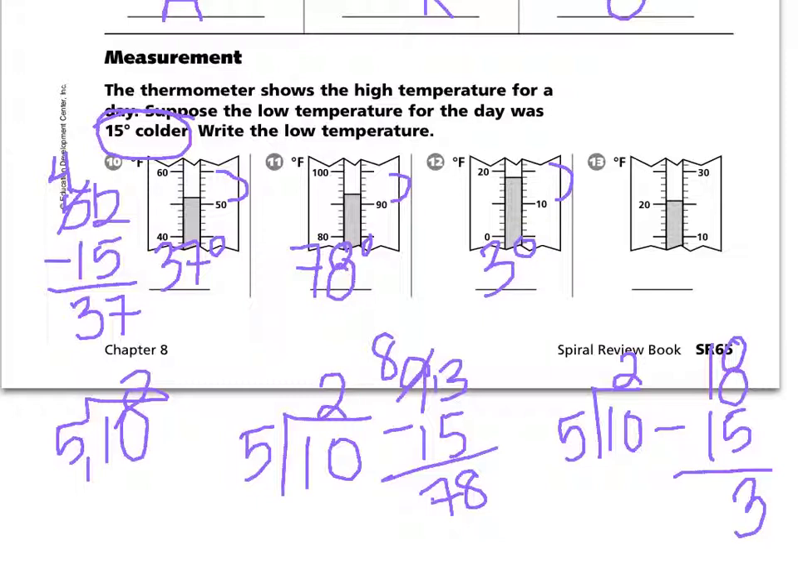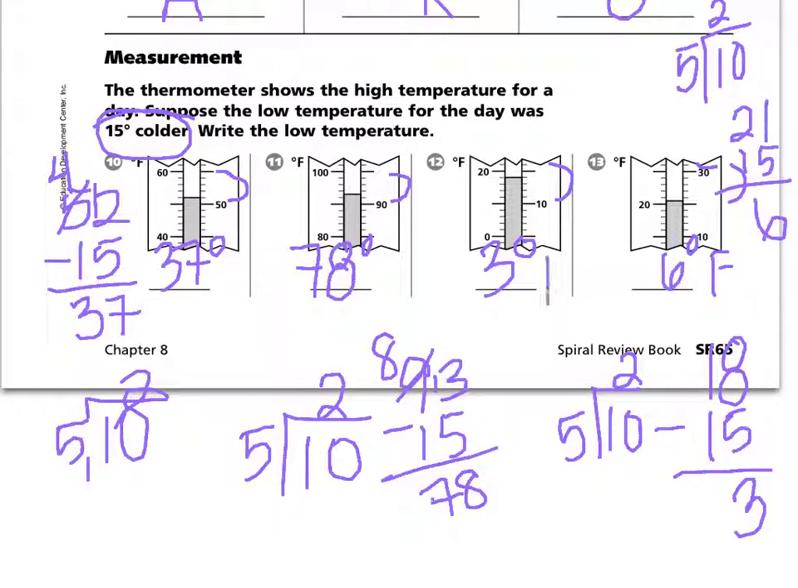Number 13, I do the same thing. Between 20 and 30 is 10. Divide it by 5 different pieces, because that's how many it's cut up into. Each tally mark represents 2. So then I know that I have 20 and not quite 2, so 20 plus 1 is 21. I subtract 15 from 21, I get 6 degrees. All of these are in Fahrenheit as well. Remember to show your work.